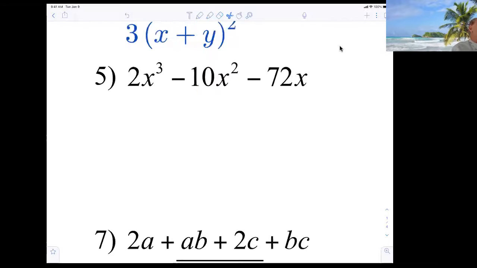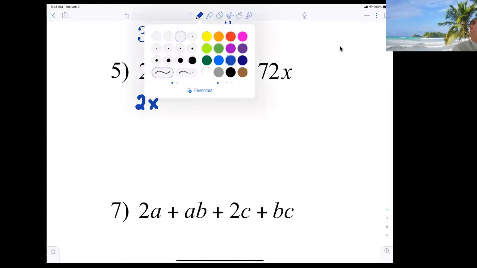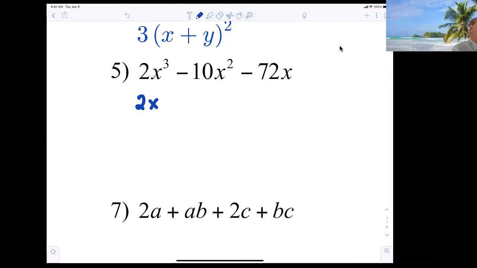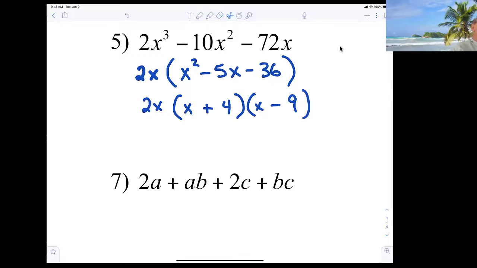All right, somebody tell me what's common in number 5. Go. 2x, right? So 2x. Now, remember, what I try to tell kids all the time is divide numbers, subtract exponents. So 2x, parentheses. What would it be? X squared minus 5x minus 36. Brilliant. Again, you should be getting faster now at the factoring. So now the factors of 36 that make 5. 9 and 4. Brilliant. And so now we have x and x, and then 9 and 4, and I want the 9 to be negative, and the 4 to be positive. Brilliant.